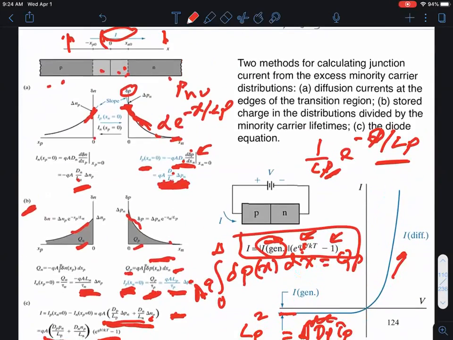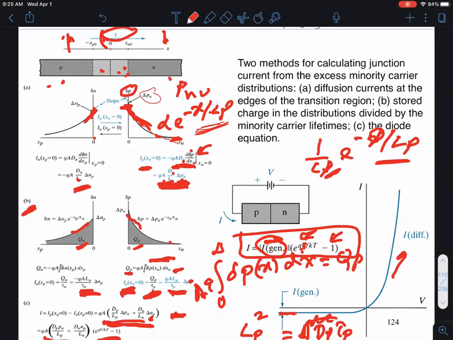All right, so in the second slide over here, I'm now just showing the excess. So I'm ignoring the Pn naught and the Np naught, the dotted line. That's why this now goes all the way down to 0, okay? And you have this exponential dependence on position. And then we know how to calculate the diffusion currents, it's dP dx.